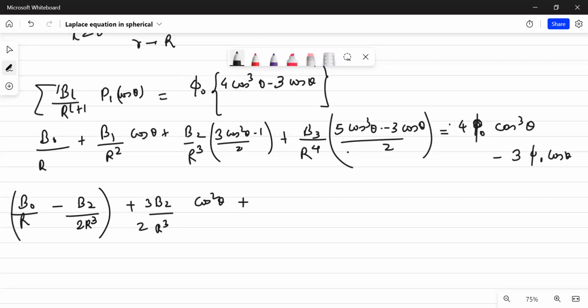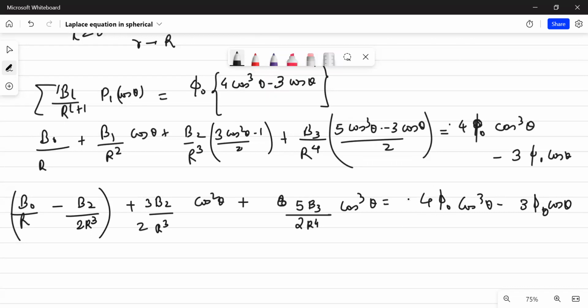Okay. So overall, let me write all these things. So you have this cos cube theta. So I can write this cos cube theta as 3, I think this is 5, and then this is B3, and then you have this 2 times R raised to power 4, and then you have this cos cube theta, and here you have 4 phi naught cos cube theta minus 3 phi naught cos theta. So overall, I can understand that this is my expansion.